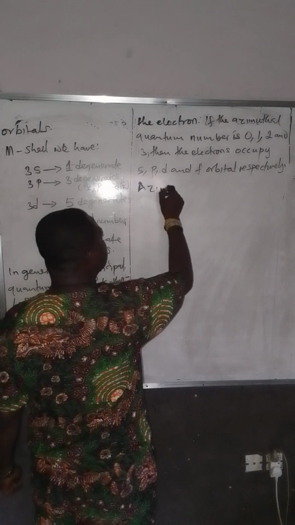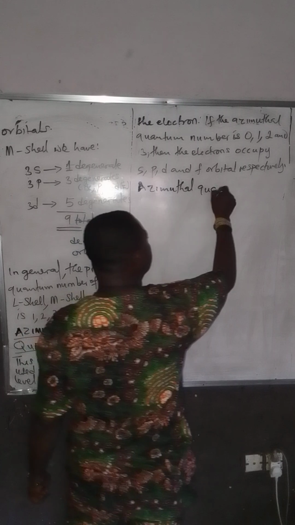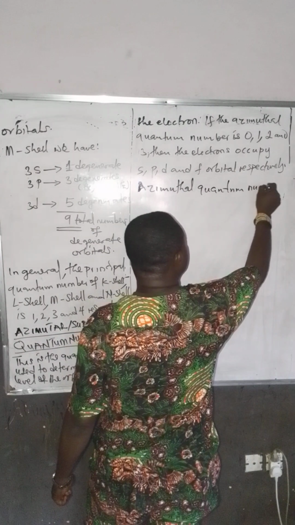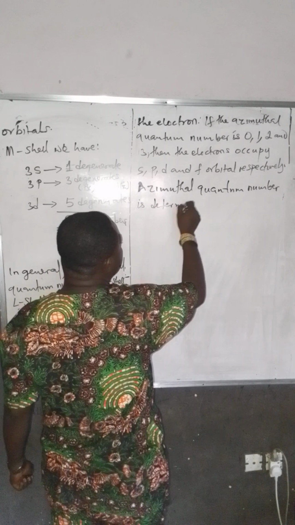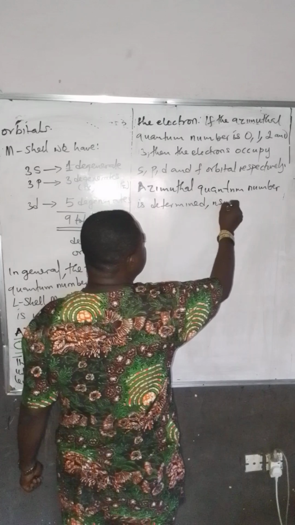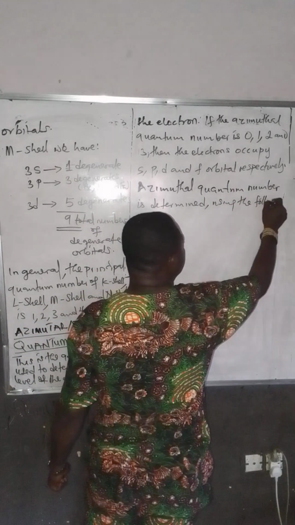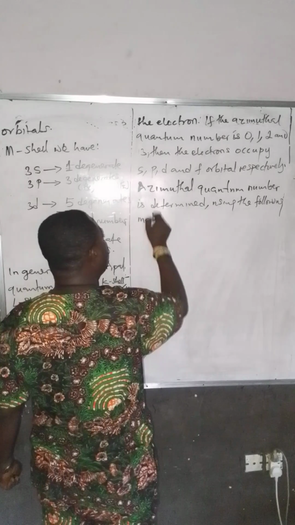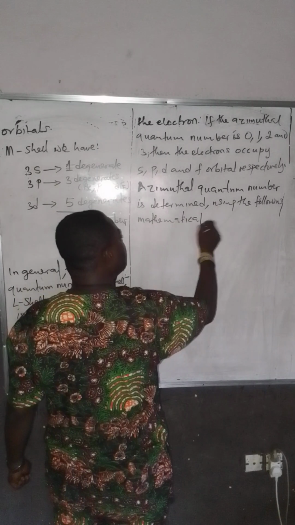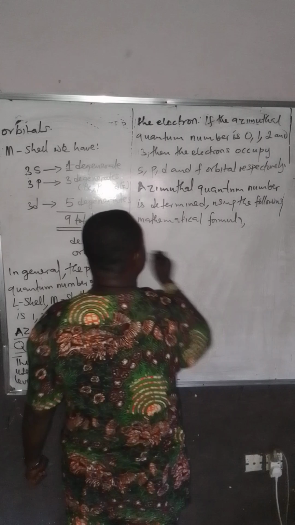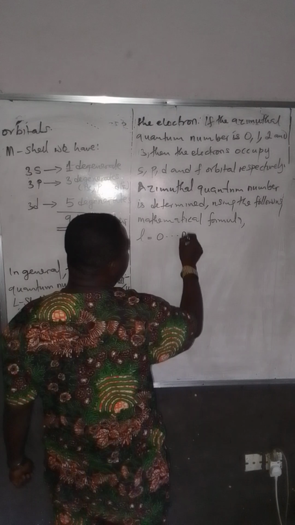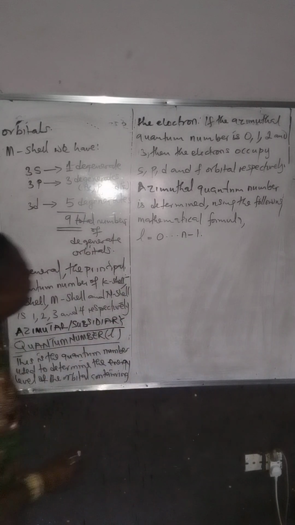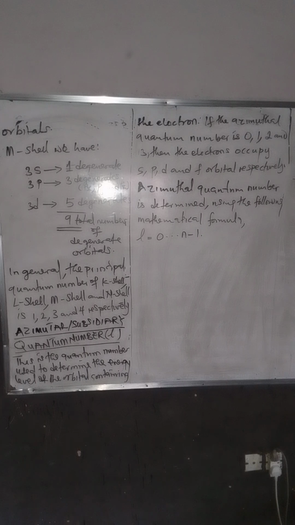The azimuthal quantum number is determined using the following mathematical formula. What is the mathematical formula? L is equal to 0 up to n minus 1. That's the formula. L equals 0 to n minus 1. Now let me show you what I'm saying here.